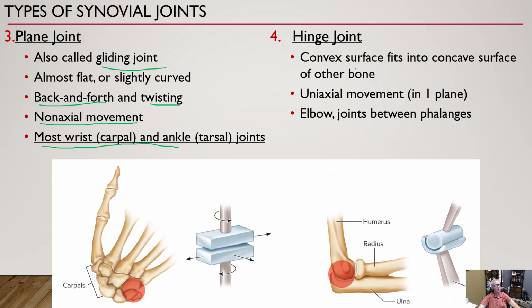Hinge joint. Basically convex into a concave surface. Uniaxial movement. So basically you can only move this in one plane. No rotation, one movement only. So think of the elbow. Only flexion, only extension. You can't move your elbow kind of left and right. Up and down, or one plane only. And then between your phalanges, you can't move your fingers left and right, only up and down.